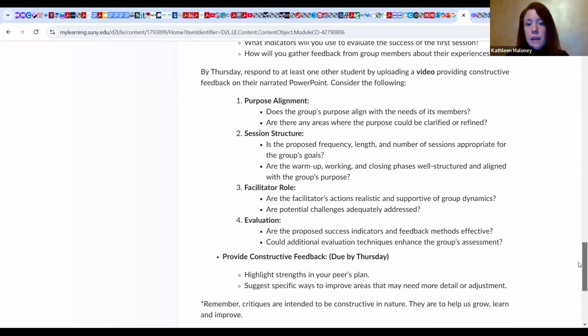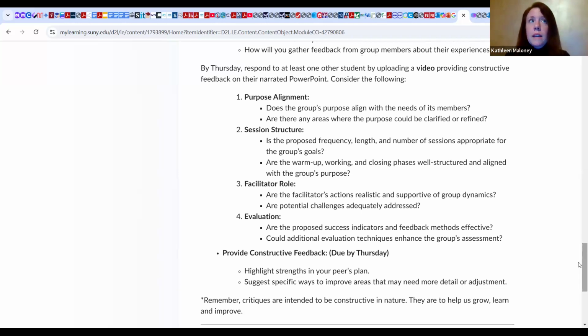And then by Thursday, and this is important, in the past, I've said that you could write a response. What I'd like you to do for this discussion is to respond to at least one other student by uploading a video providing constructive feedback. And the reason I'm asking you to do this is because in the upcoming weeks, we're going to focus on providing constructive feedback to peers based on them facilitating mock sessions. So this is an opportunity to start practicing this.